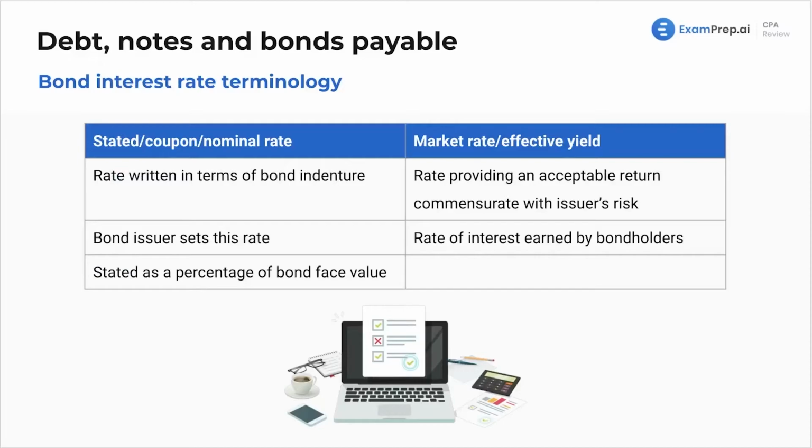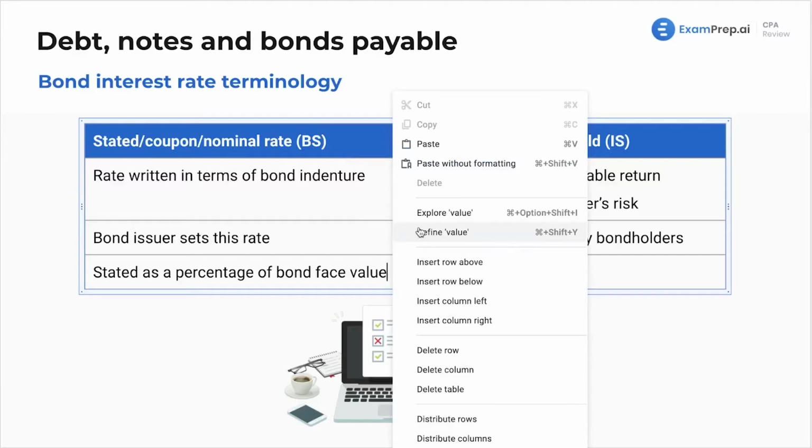All right, bond interest rate terminology. So the stated coupon rate, nominal rate. This is what you see just given, right? Disney is offering 10%. And I'm going to call this one the balance sheet one. I'm going to call this the income statement one. And why is that? Well, because this determines your interest payable, right? This is going to be your interest payable, how much you owe the person.